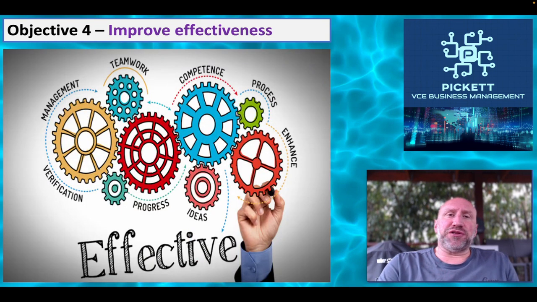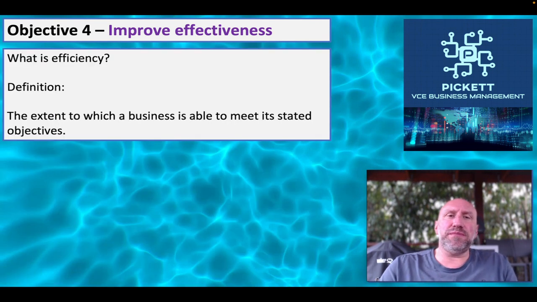Okay, our fourth objective was improving effectiveness. So again, what do we mean by effectiveness? That should actually say effectiveness there, not efficiency. My bad. So to define effectiveness: the extent to which a business is able to meet its stated objectives.